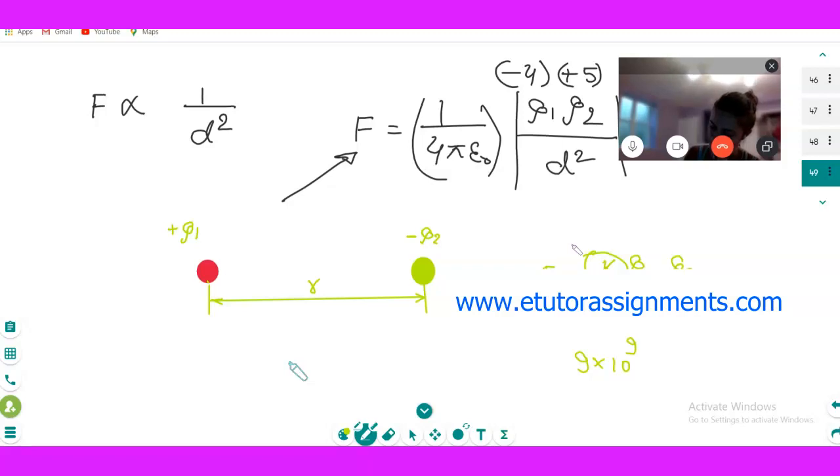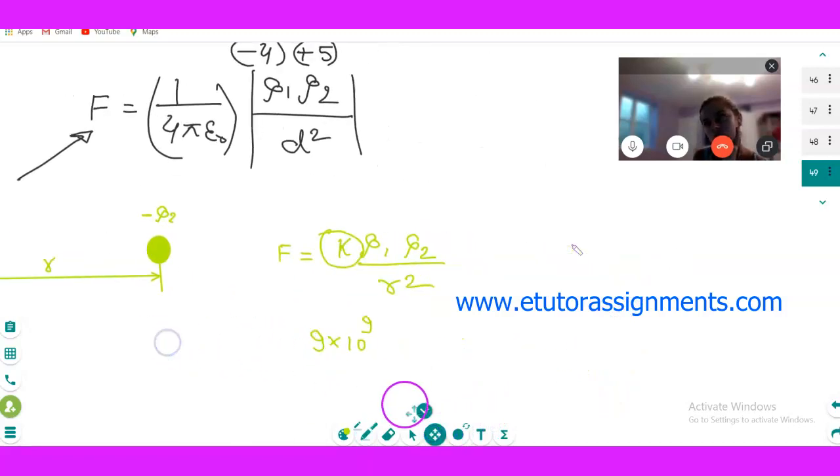Force is measured in newton. So what is the unit of k? K is F r squared divided by Q squared, so it is newton meter squared per coulomb squared, Newton meter squared Coulomb minus 2. I have written it here. Is it clear now? Any doubt?